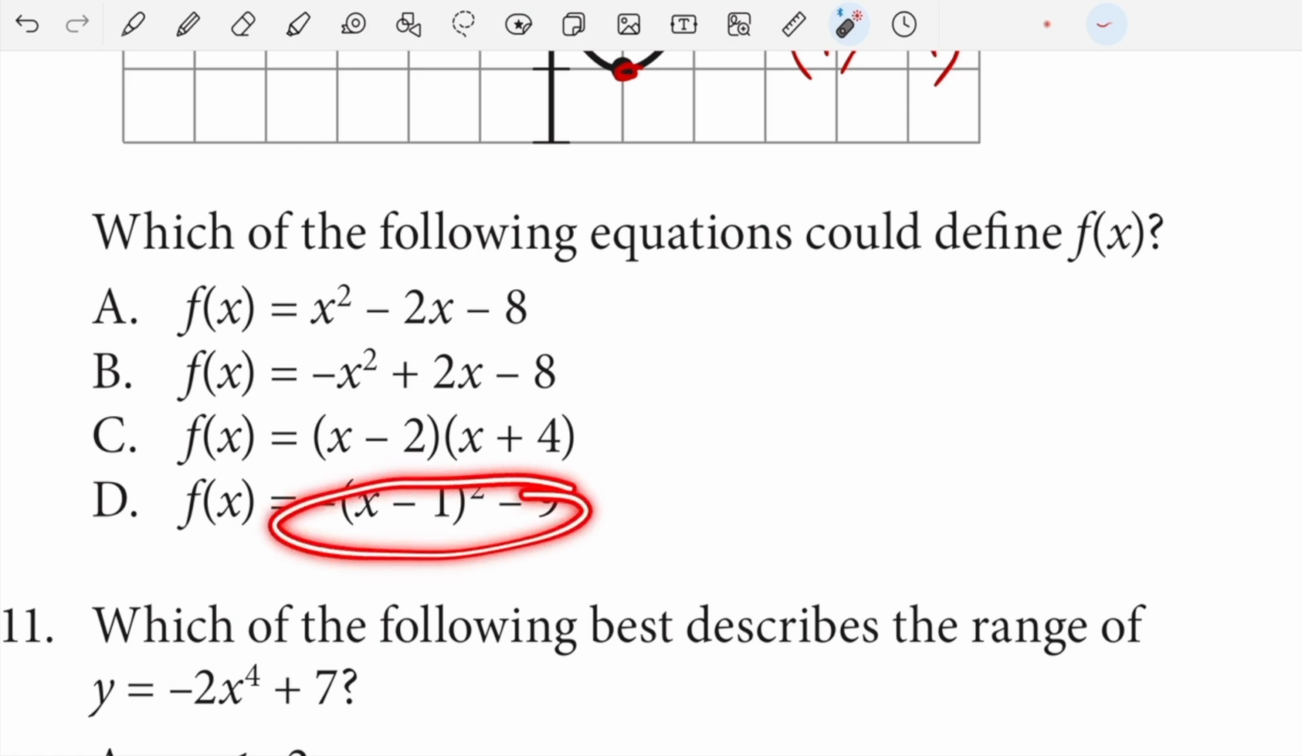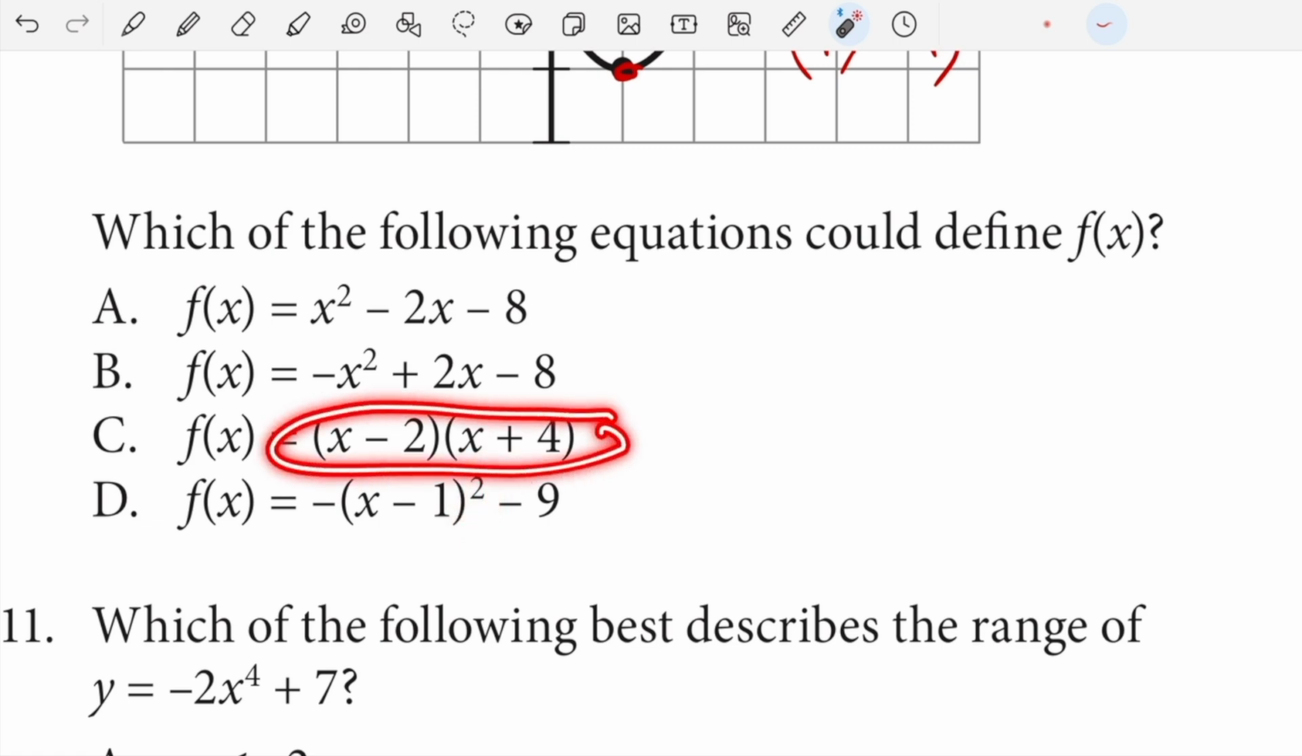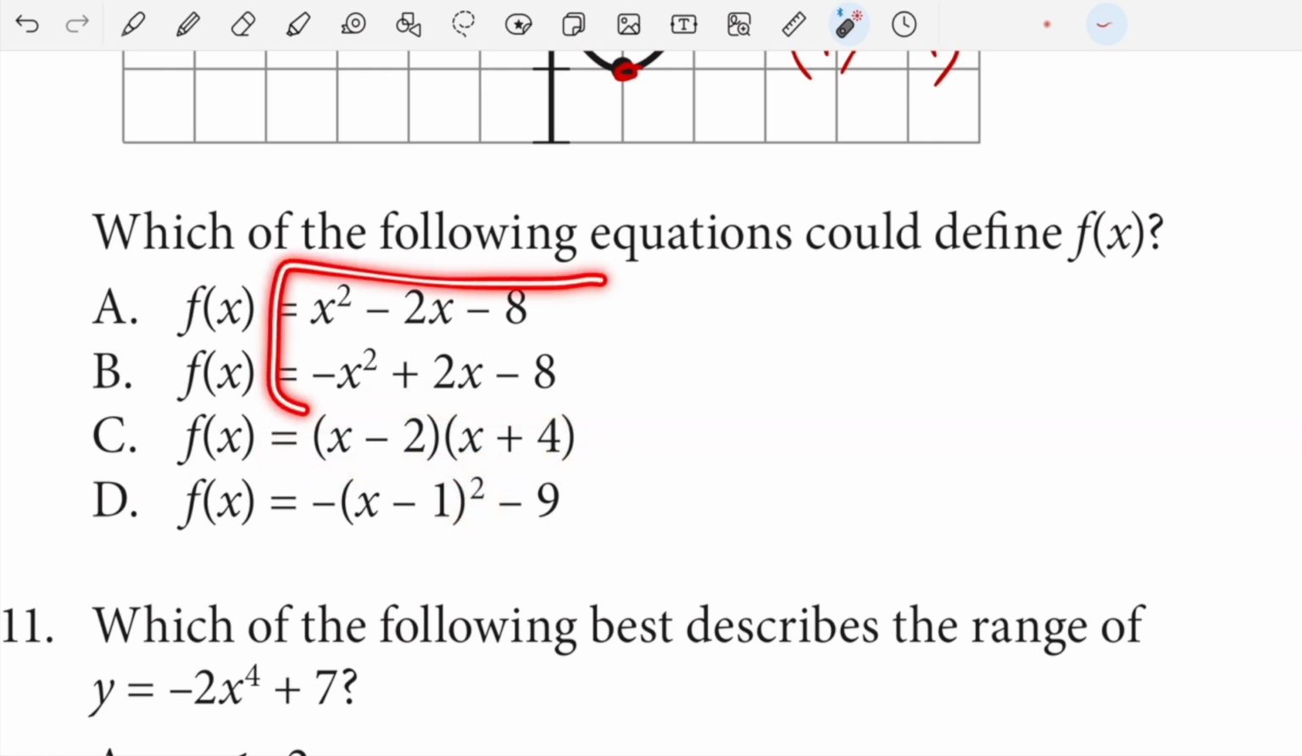So this is in vertex form. You see you have parentheses to the second power. This is an intercept form, and this is in standard form. All right, 3 different ways. Let me explain this real quick.